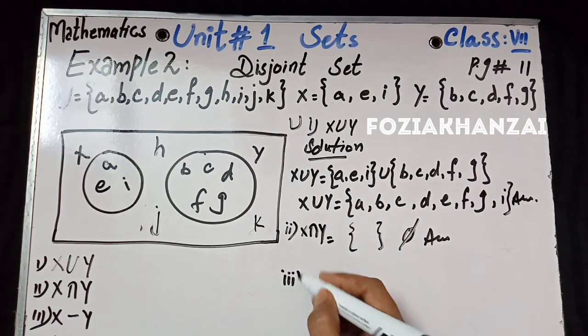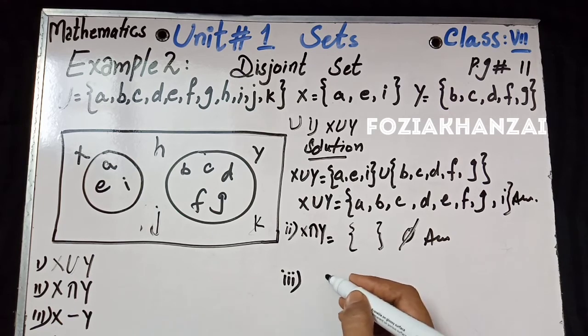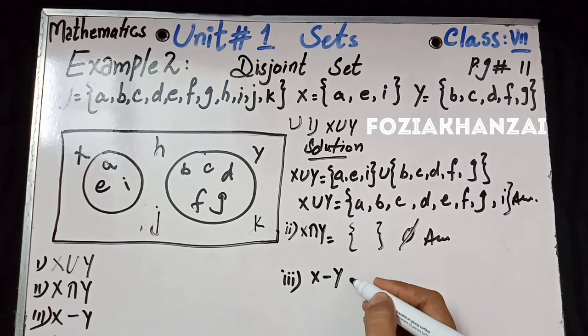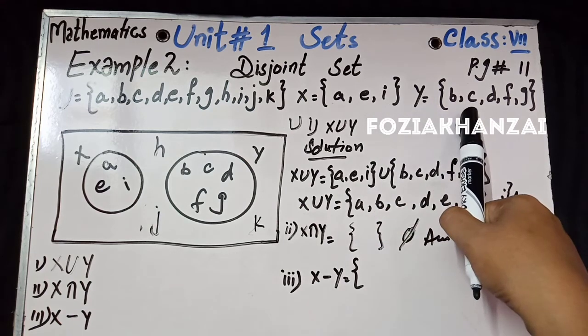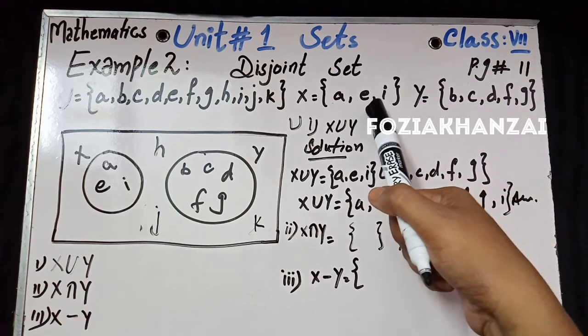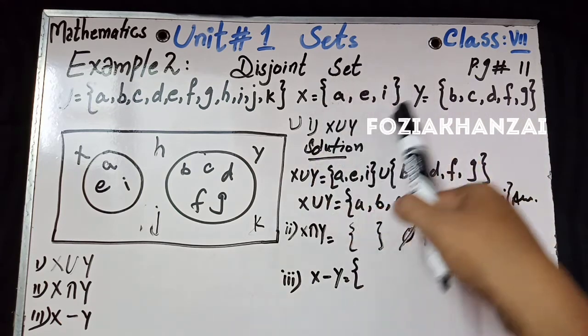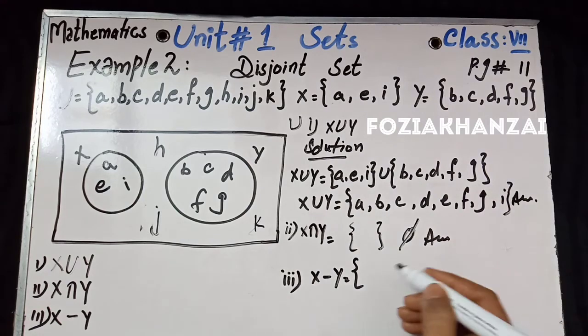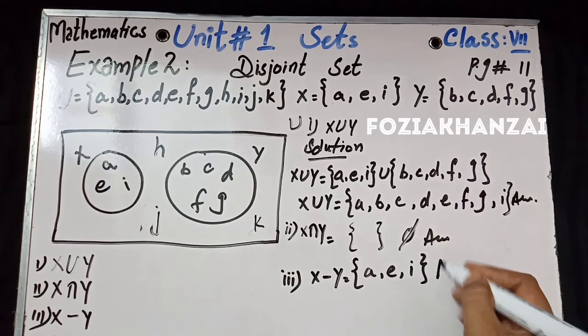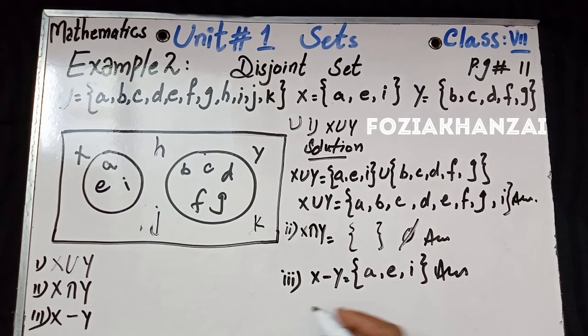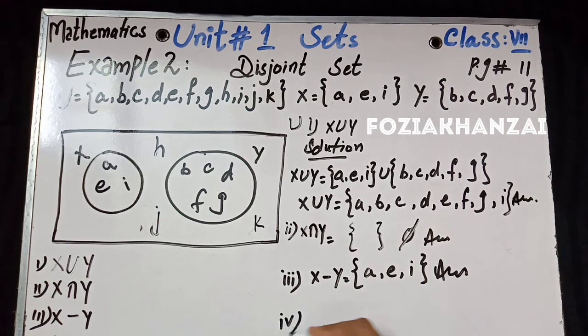Third part, X difference Y. Difference means cut the same elements, the remaining elements of the first set. It means the remaining elements of X would be the answer of this part. There is no common element, so no need to cut anything. The remaining elements of set X, it means all elements, would be the answer of the third part. A, E, I, bracket close, would be the answer of the third part. It's a direct answer.